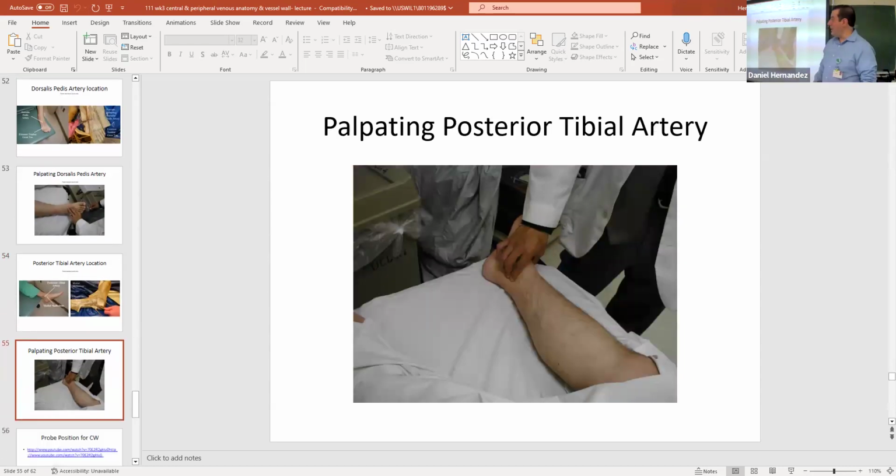So that's where we're gonna be looking for that posterior tibial artery. So again, here you can also palpate and feel for that posterior tibial artery pulse and grade it. So is it a normal pulse? Is it bounding? Or is it very faint or very weak or absent potentially?